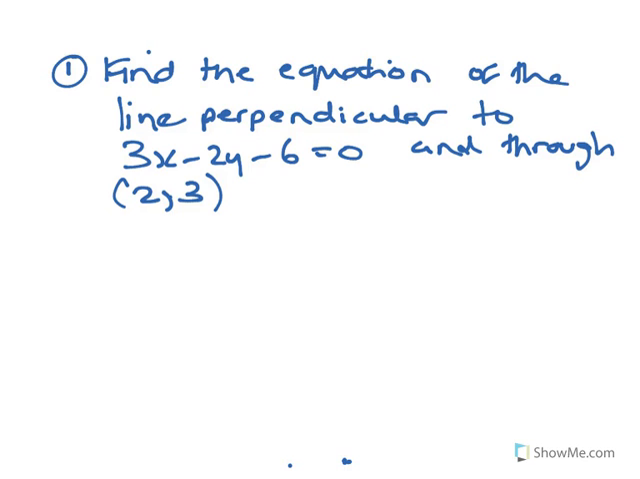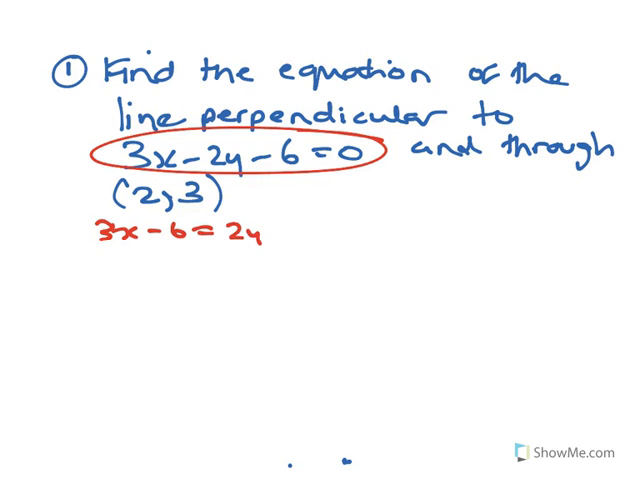So let's just look at this example. You start with the equation, that's the first step, and you need to find its gradient. So you move the 2y over, and then if you divide by 2, you can see that the gradient would be 3 on 2, because I've put it in the form of y equals mx plus b.